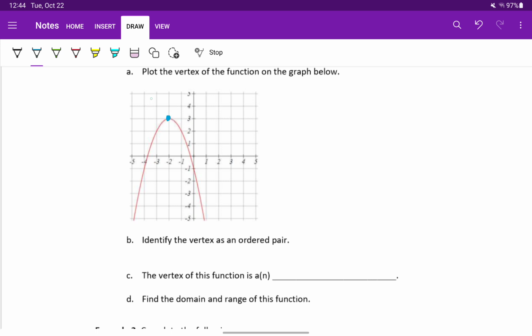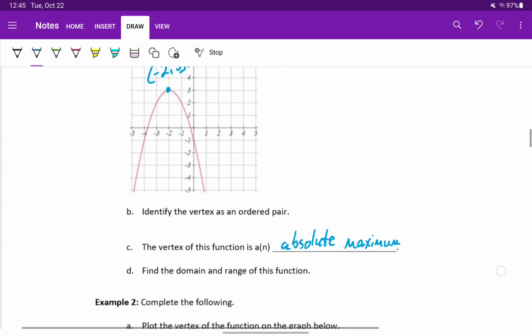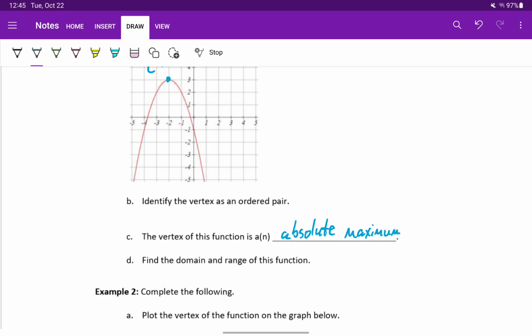So in this case, that vertex would be at the point -2, 3. Since that's the largest function value, since our graph is opening down from there, this is an absolute maximum. And then in part D, we want to identify the domain and range of this function.